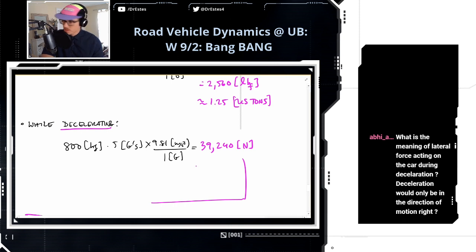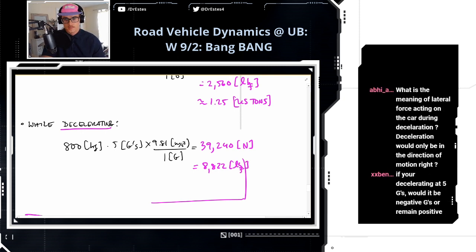And if you convert this force, let's put it in pounds. So we got 8,000 pounds, close to 9,000 pounds. If you decelerate at 5 Gs, would it be negative Gs or positive? It would be negative. But right now I'm just giving magnitudes. When you're accelerating forward, the acceleration is in the direction out of your windshield. We'd call that positive. When you're braking, you're accelerating backwards. So if you call positive acceleration pointing straight out your windshield, then yes, braking is negative acceleration in that coordinate system.